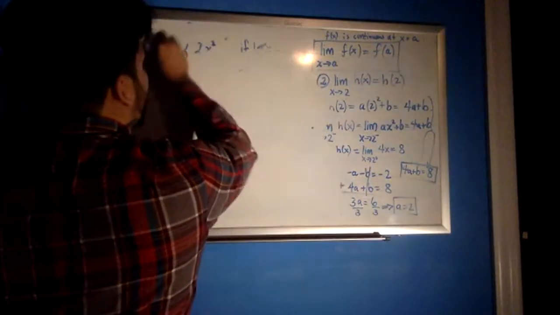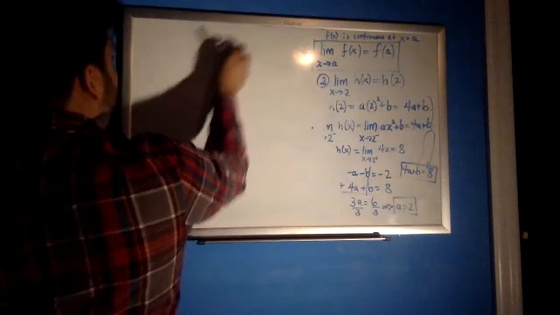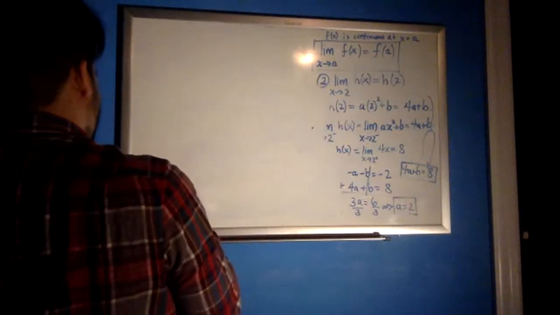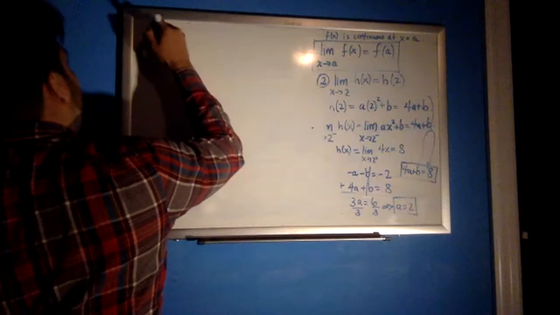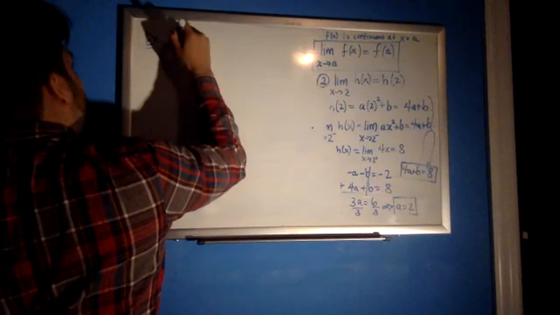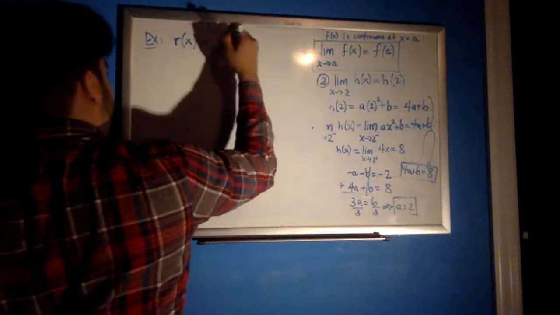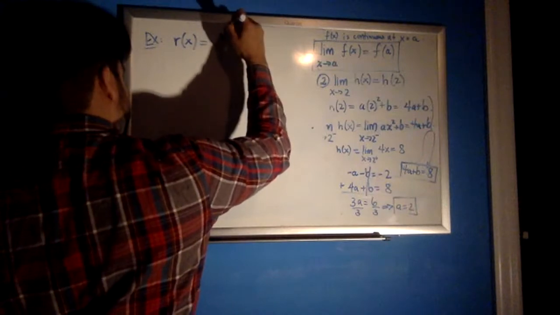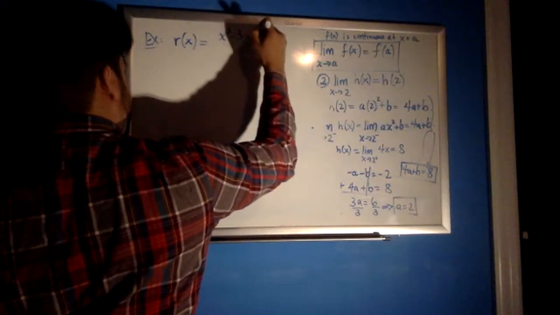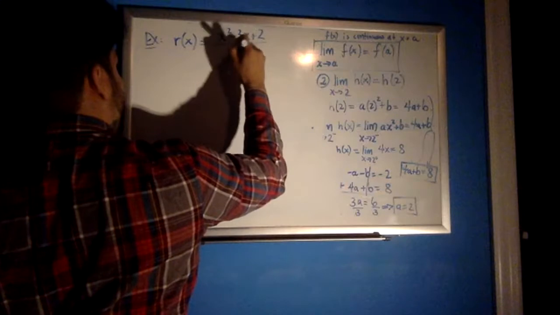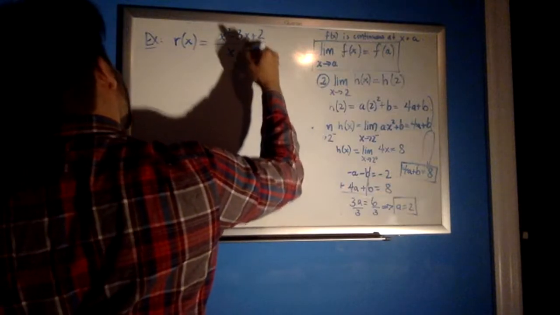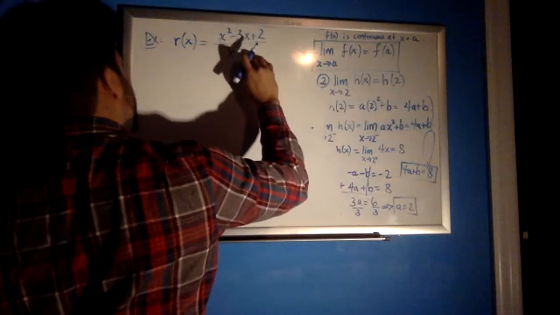So holes occur when you have rational functions, right? So I'm gonna do a rational function real quick. If I have, like, r of x equals x squared minus 3x plus 2 over x minus 2.